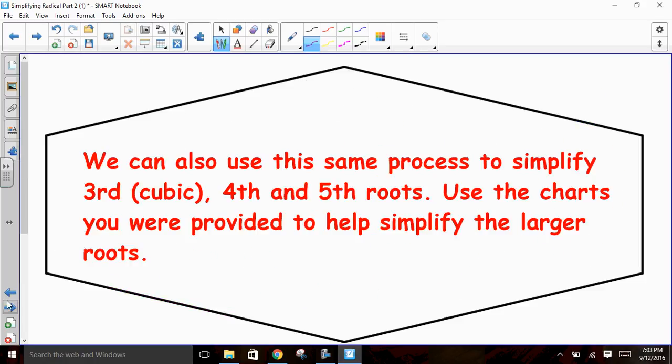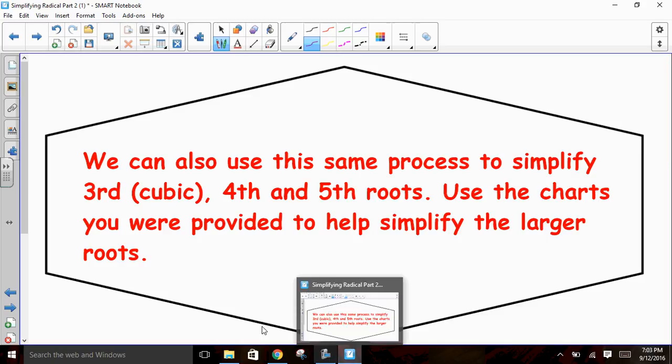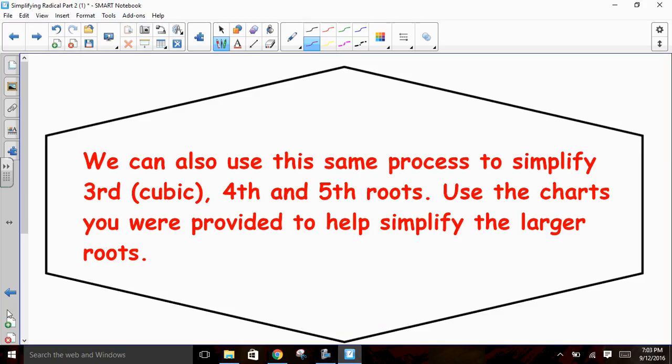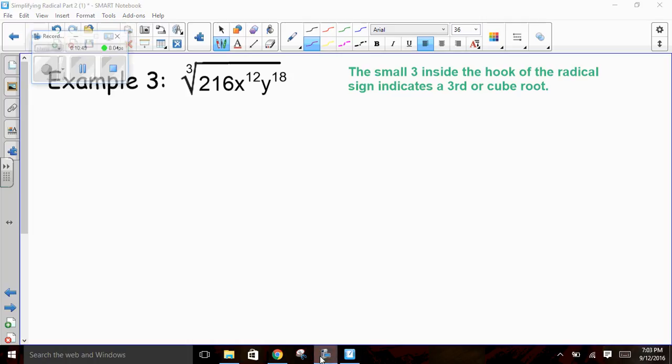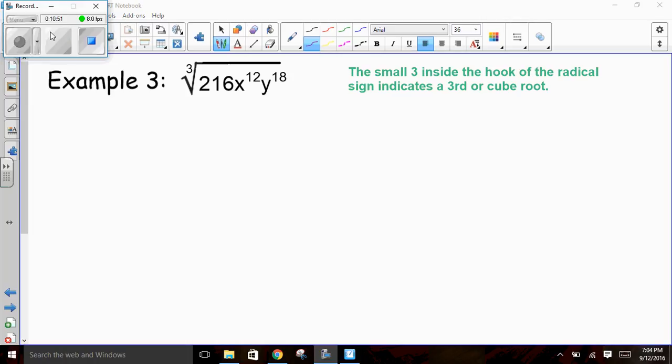Alright, so we can approach the same idea using cube roots, 5th roots, 4th roots. The only thing we need to do is make sure we have our charts out so we can look at our numbers. Sorry, I gotta blow my nose. Alright, sorry about that, guys.